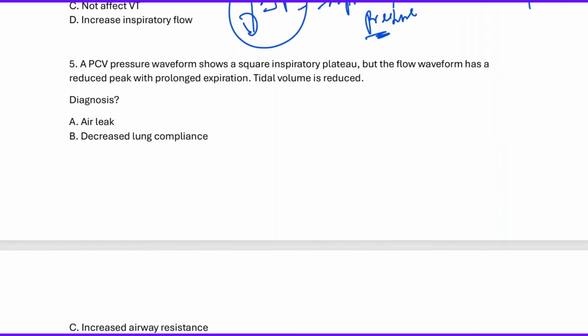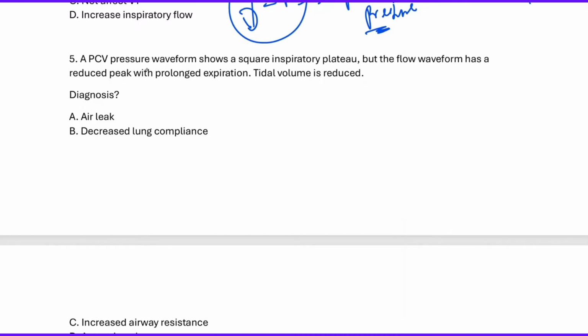Next question, in a pressure controlled ventilation pressure waveform shows a squared inspiratory plateau, but the flow waveform has reduced peak with prolonged expiration. So there's a decrease in tidal volume. So the tidal volume is decreased, and if you look at the flow waveform, guess what? There's a prolonged expiration. Like we said earlier, in what type of lung pathology do we normally have prolonged expiration? Very good. So that means that patient has what? Increased airway resistance. So there's an obstruction pathology.